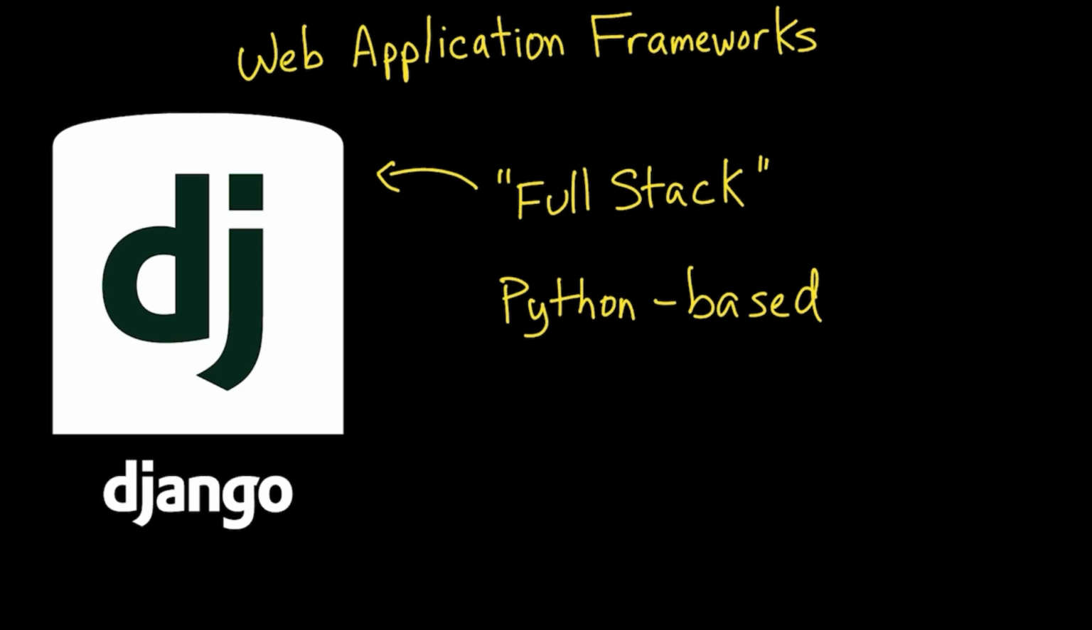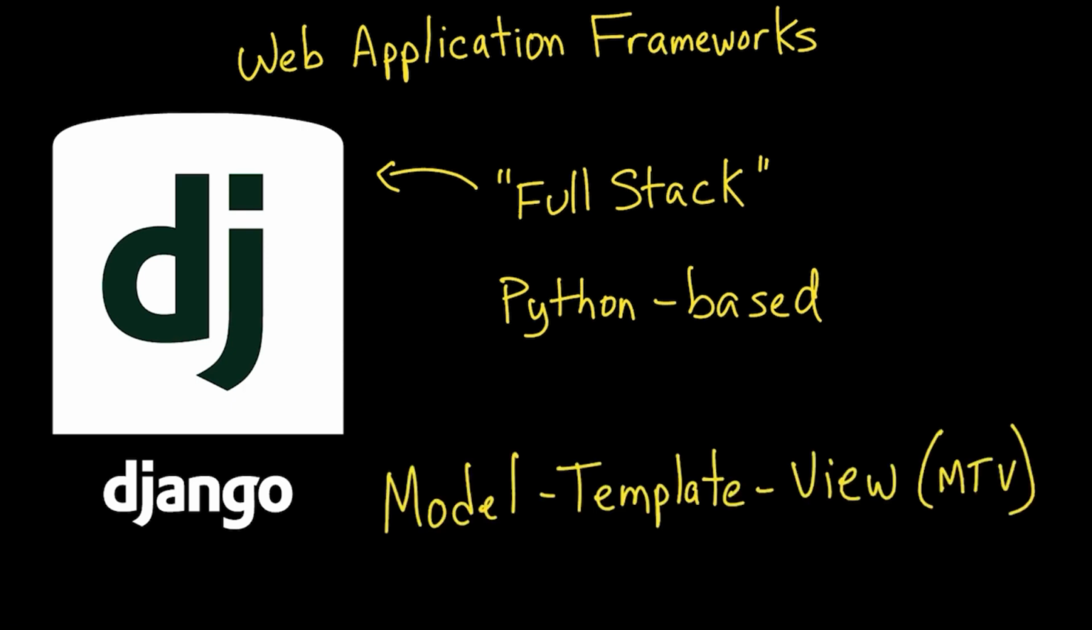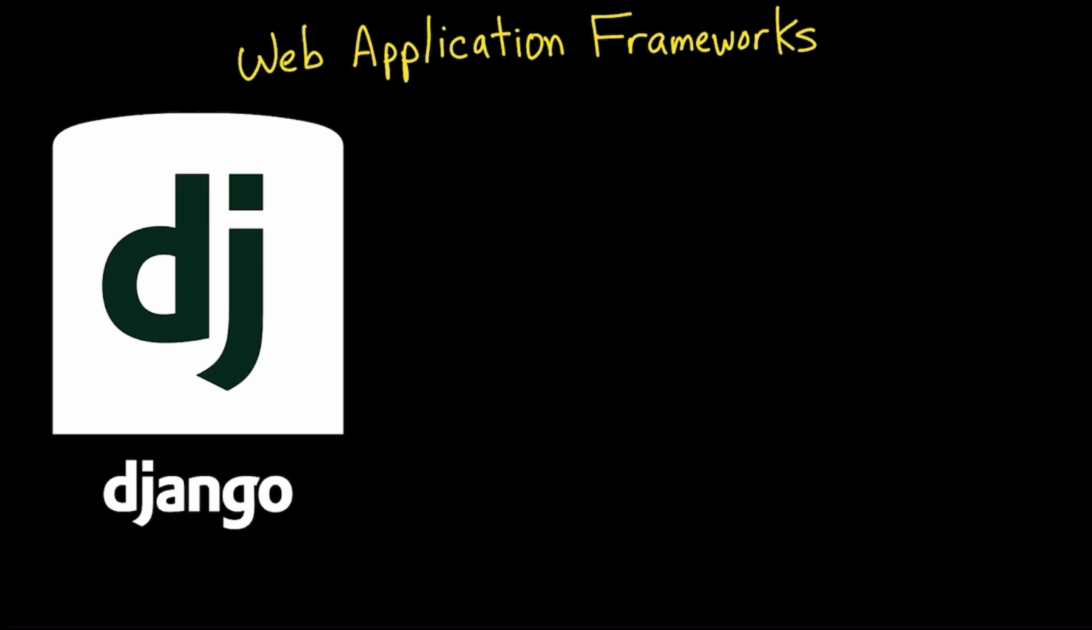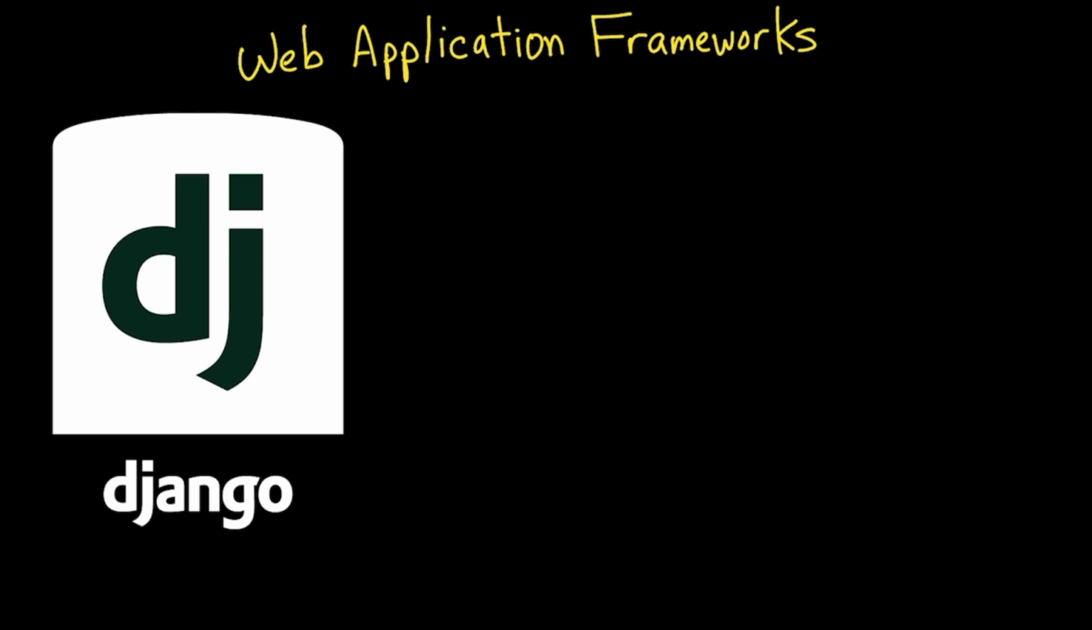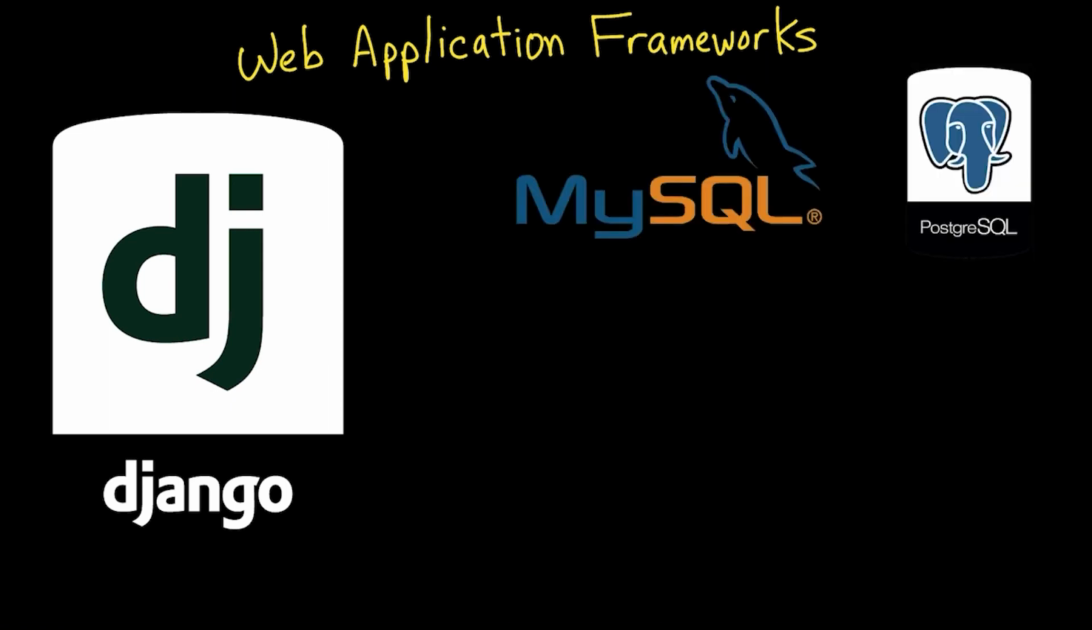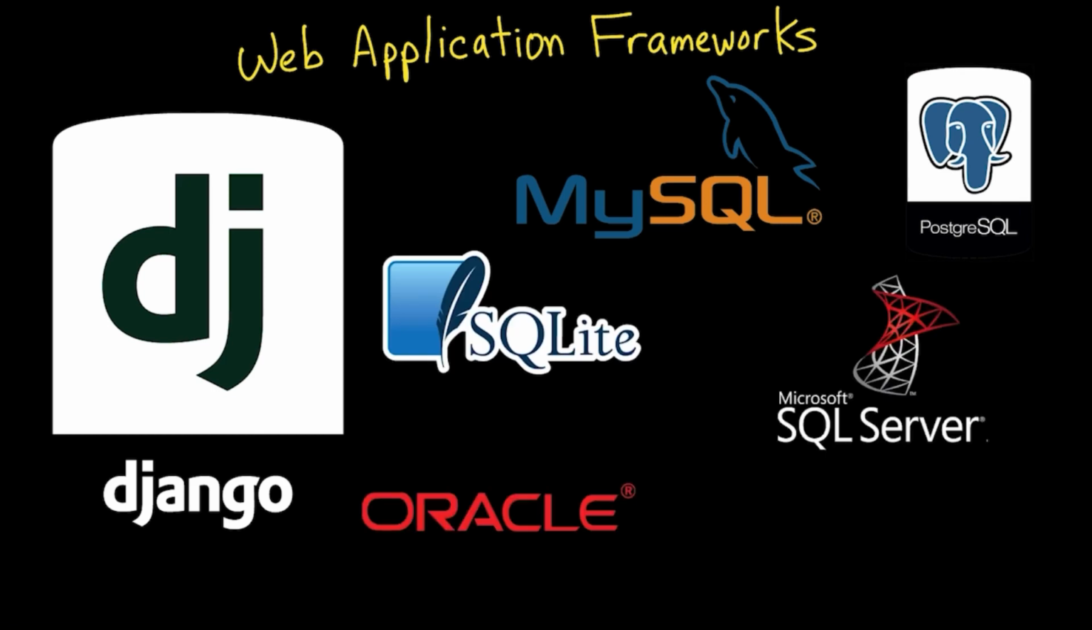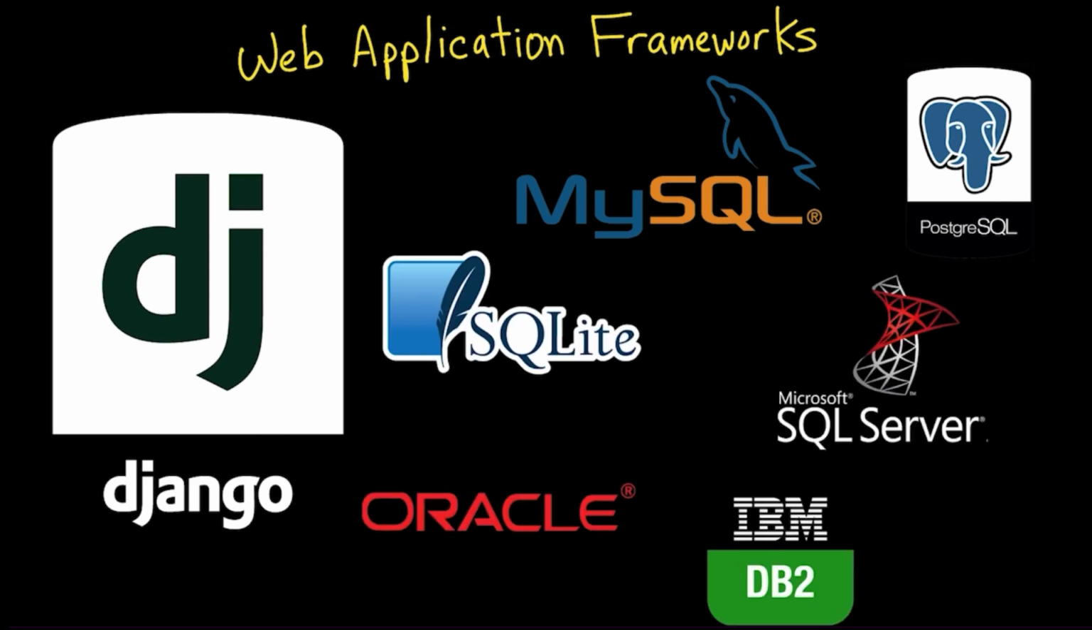Now, Django follows a model template view architecture, or MTV. Now, this actually is used to divide logic and views of the web application. Now, one of Django's main advantages is using the Object Relational Mapper, or the ORM, and it's actually used to map the project's objects with database tables. Django also natively supports common databases like MySQL, Postgres, SQLite, Oracle, SQL Server, DB2, and many others.